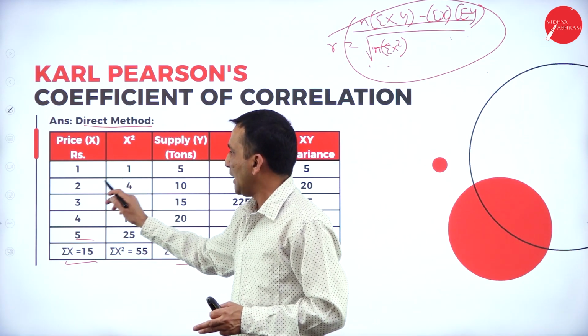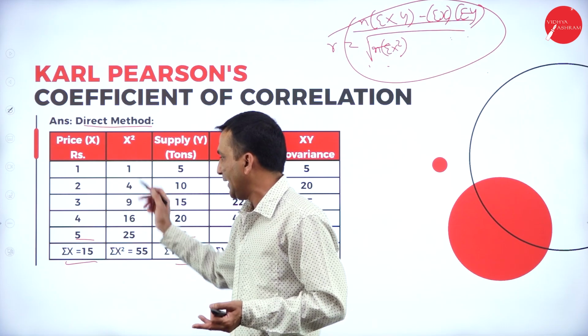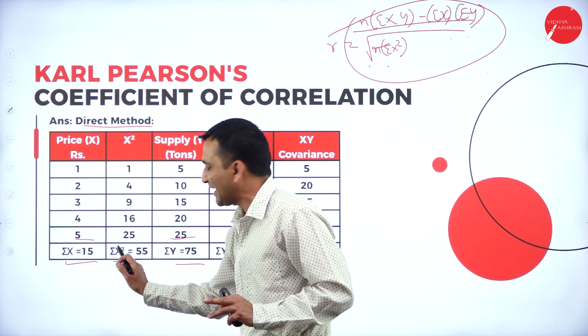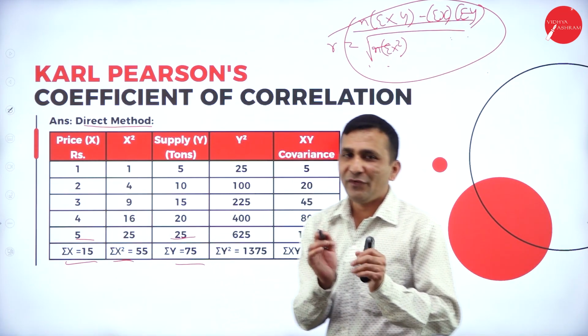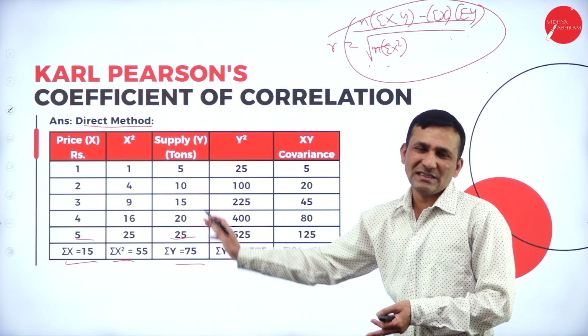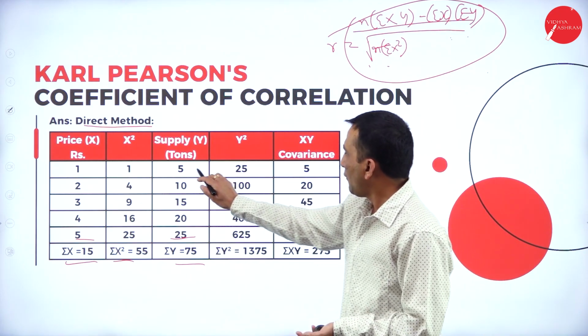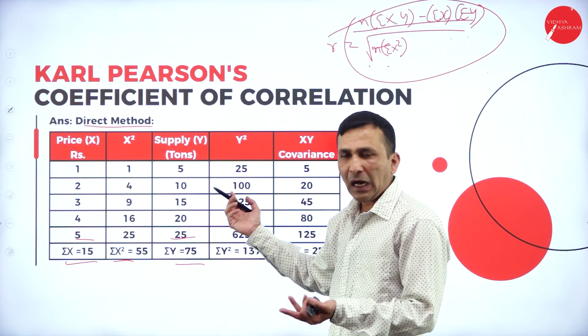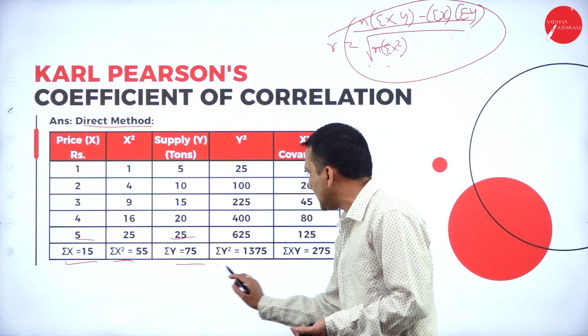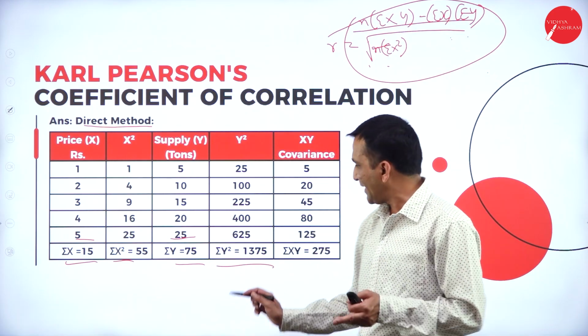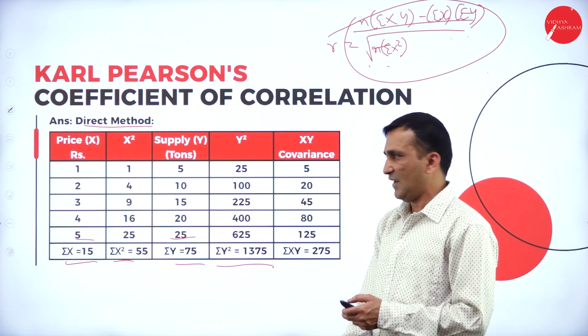1 into 1 is 1, 2 into 2 is 4, 3 into 3 is 9. So like this, after taking the total, sigma x square is equal to 55. The same thing is applicable for the y series. 5 into 5 is 25, 10 into 10 is 100, 15 into 15, so like this if you take the total, sigma y square you are getting 1375.